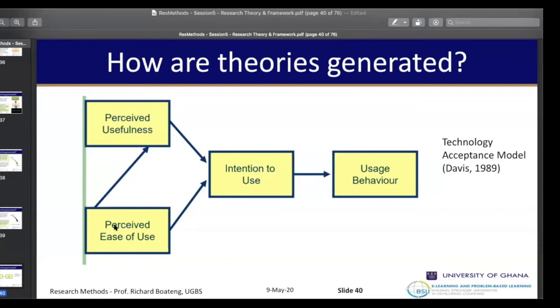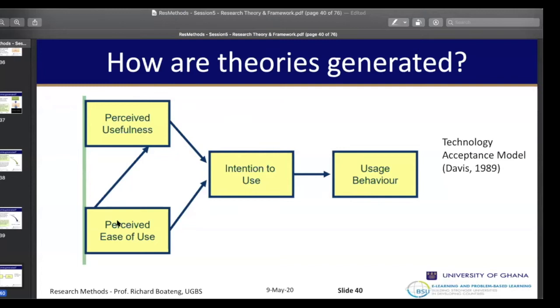So if I perceive that iPhone is easy to use, it will be this one. And if I perceive that iPhone will be useful for my work activity or my learning activity, it will be this one. Those two can inform my intention to use iPhone. That will lead to my actual usage of the iPhone. That's what we are trying to say. So when you're studying technology, mobile money or anything, it could actually be influenced by perceived usefulness or perceived ease of use.